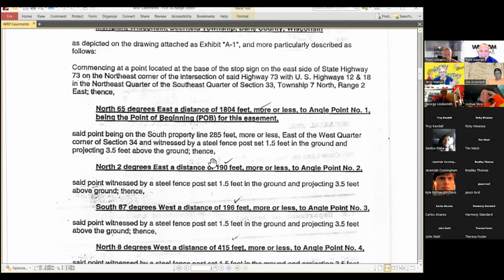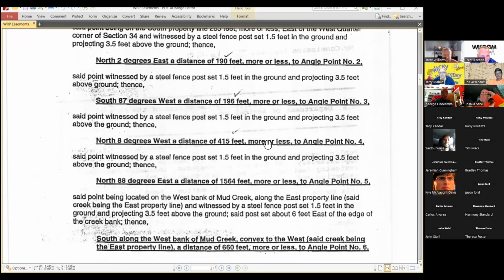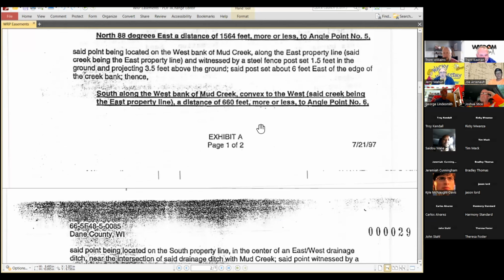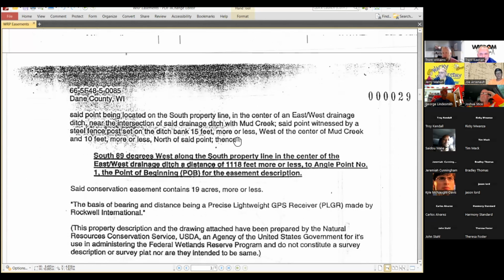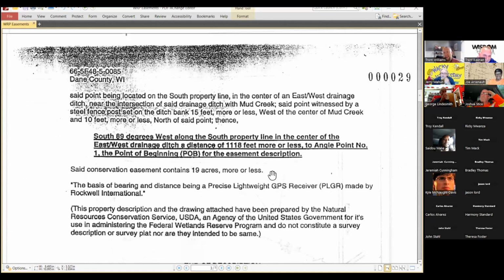No, but it keeps going to angle points. And this says point witnessed by a steel fence post. So now, witnessed by isn't the same thing as being the corner. There's a witness to the corner, so it's an accessory. So we've got all these, and it goes all the way through this whole thing like this. And just a second, we are in Wisconsin, so the drunk driver did hit the stop sign and it's moved. We've got to make that clear. Yeah. Oh my gosh.